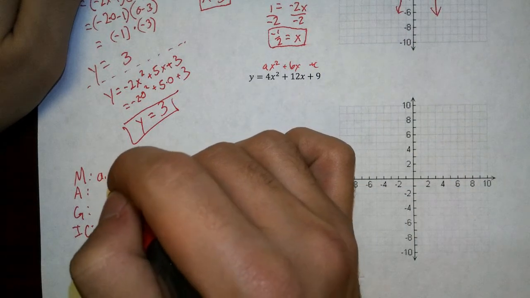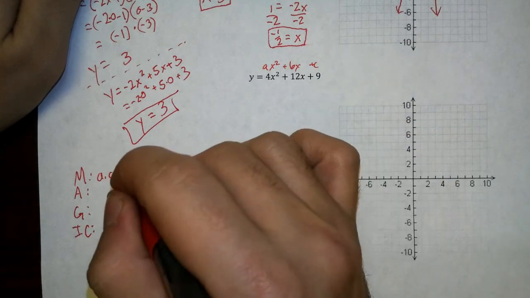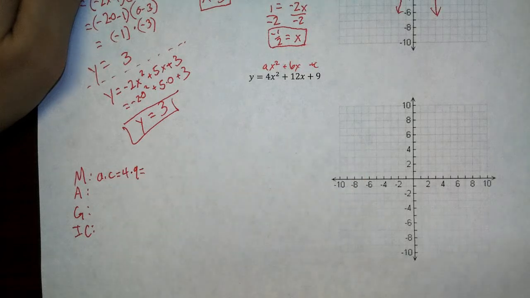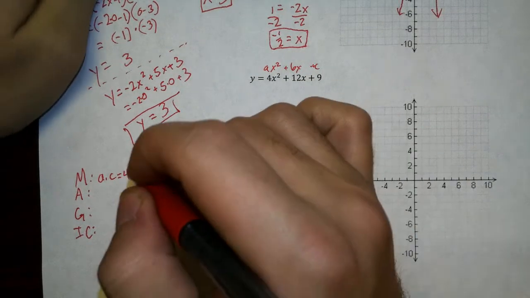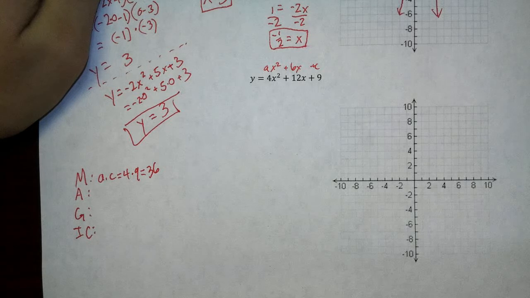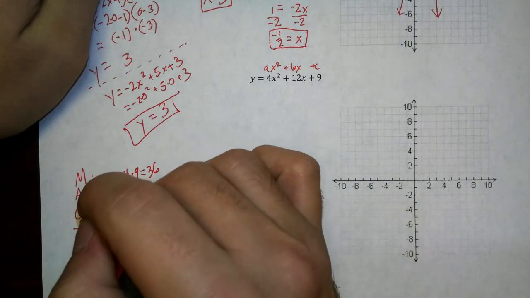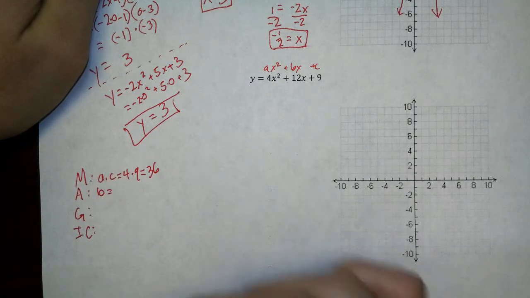So our a is equal to 4. Our c is equal to 9. We're going to multiply these guys. So 4 times 9 is going to be equal to 36. And what is b equal to? Well, b is equal to 12.